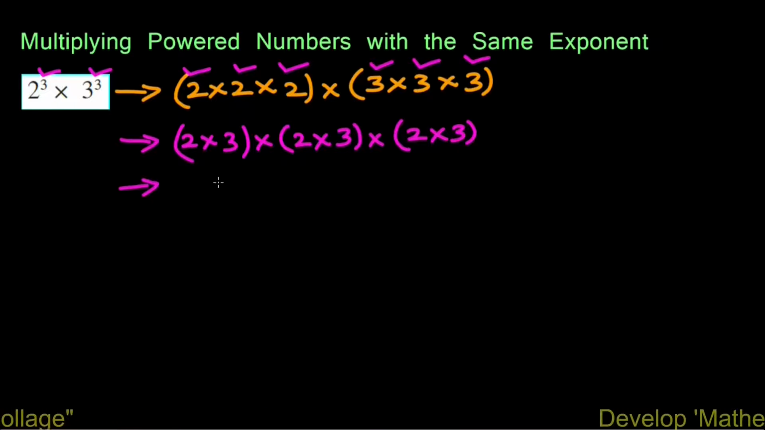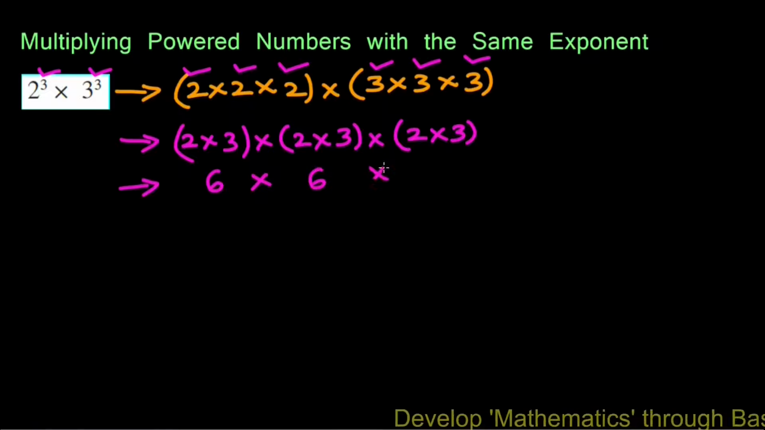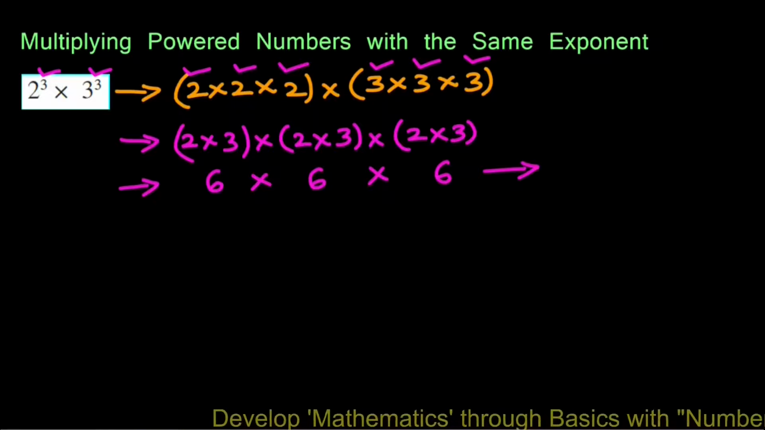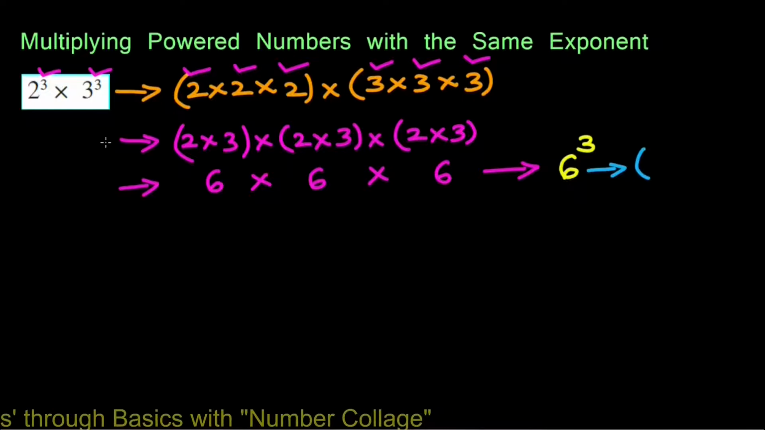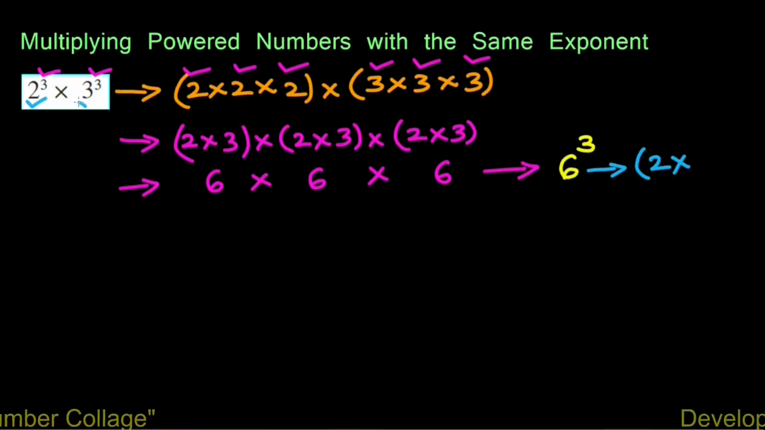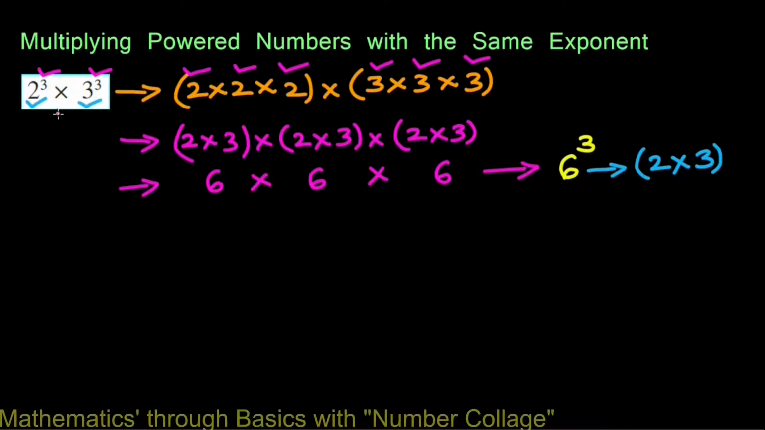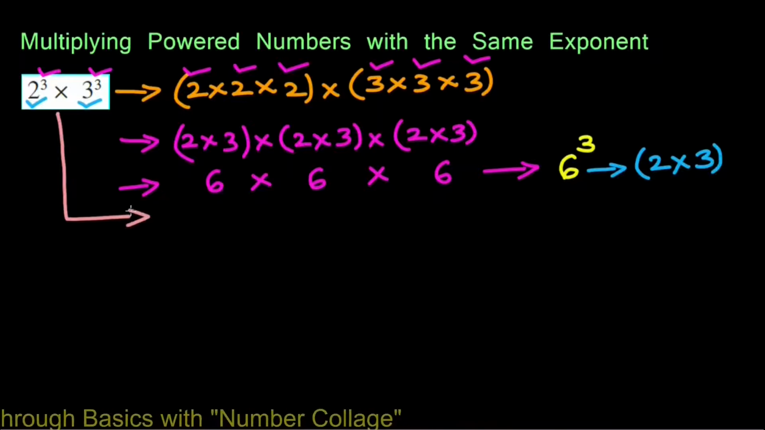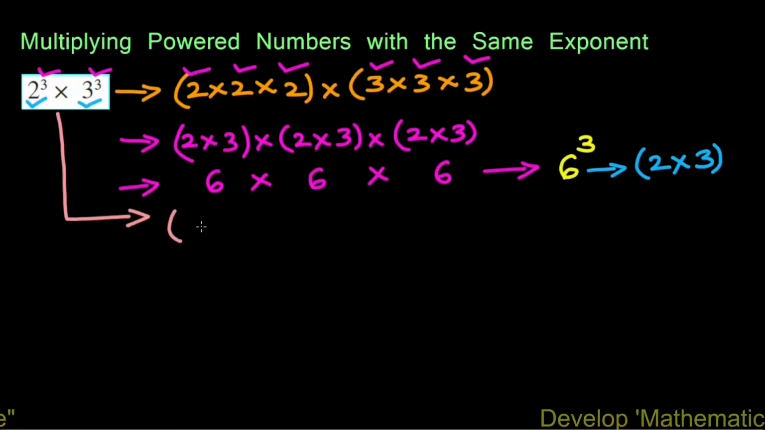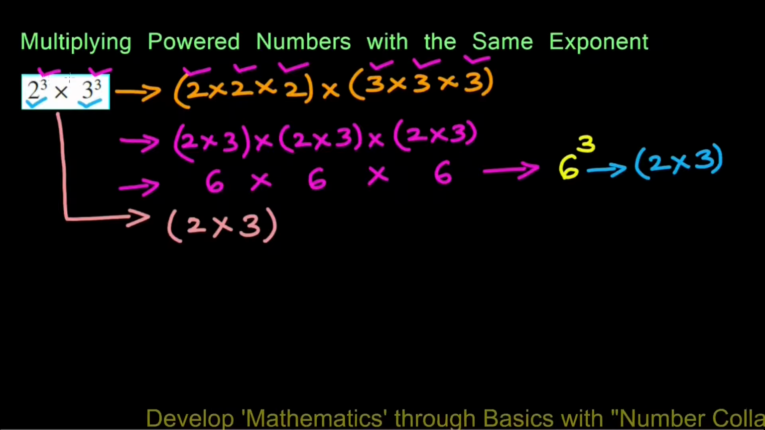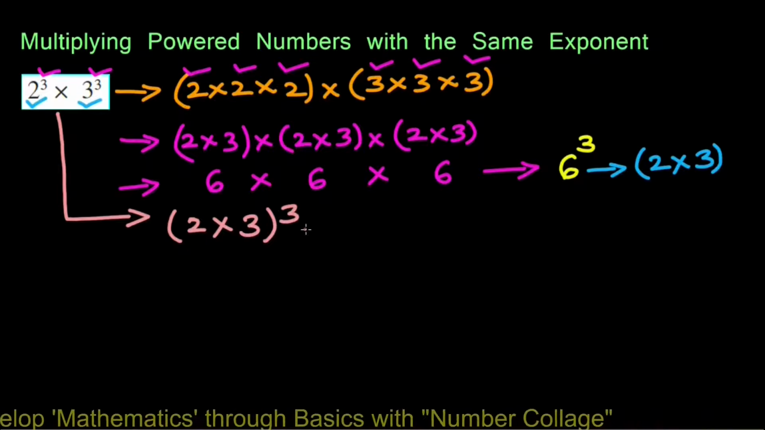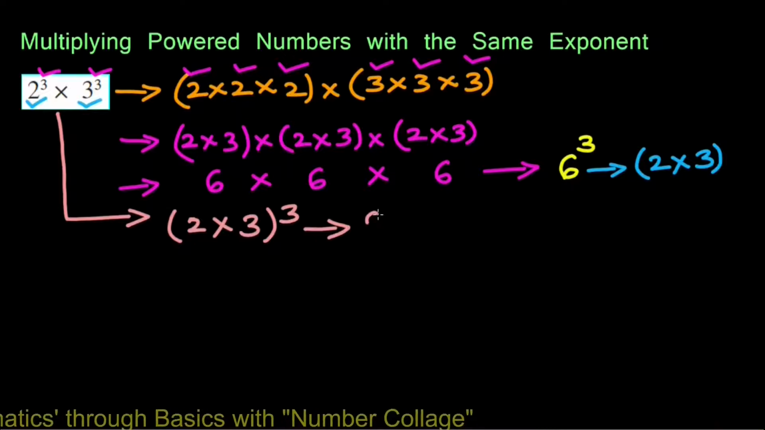Now 2 multiplied by 3 is 6, multiplied by 6 multiplied by 6. That gives us 6 cubed. Now here this 6 is obtained by multiplication of the base of the first number, which is 2, multiplied by the base of the second number, which is 3. So therefore 2 cubed multiplied by 3 cubed we can directly write as the multiplication of the bases, which is 2 multiplied by 3, and we have to raise it to the same power, which is 3. So that will be 2 threes are 6 cubed.